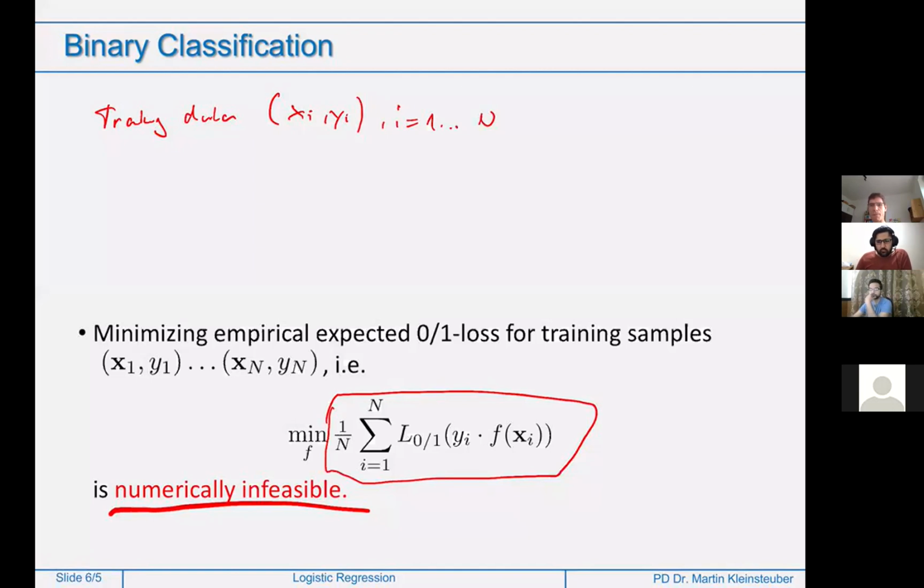Martin, there are some questions in the chat regarding the f of x. I think some students are confused. F of x is actually a continuous value. It is not 1 or minus 1. That is the labels, the label data or the y's. So f of x could be, and normally is, a continuous value.